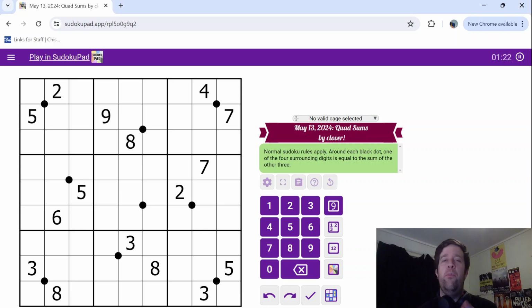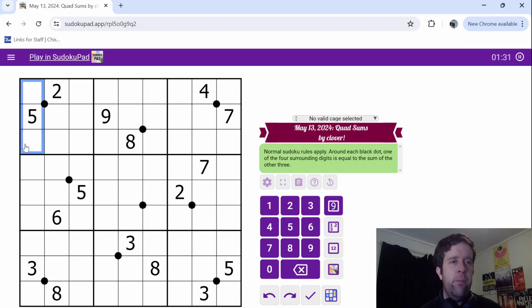Let's do it. This is Quad Sums by Clover. So, normal Sudoku rules apply. Each box, each row, and each column contain the digits 1 to 9 once each.